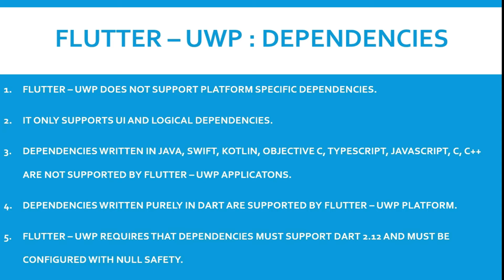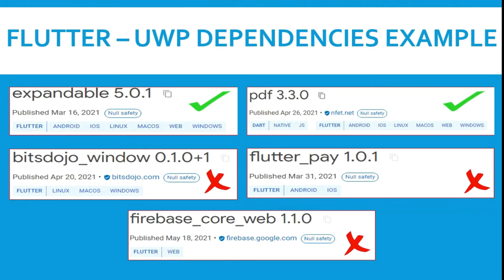And lastly, Flutter UWP requires that dependencies must support Dart 2.12 and must be configured with null safety. It means, according to Google, to make a dependency for Flutter UWP, it should be configured with null safety and you should be on Dart 2.12. Now, let us take examples of which Flutter UWP dependencies are suitable for your apps. I have captured pictures of 5 dependencies, and I will guide you on which are supported by the Flutter UWP platform and which are not. Let us take the first dependency, that is expandable.